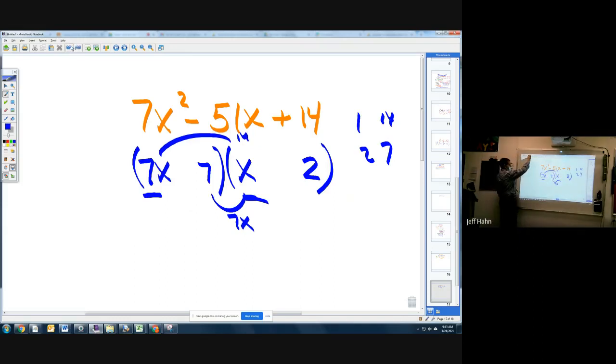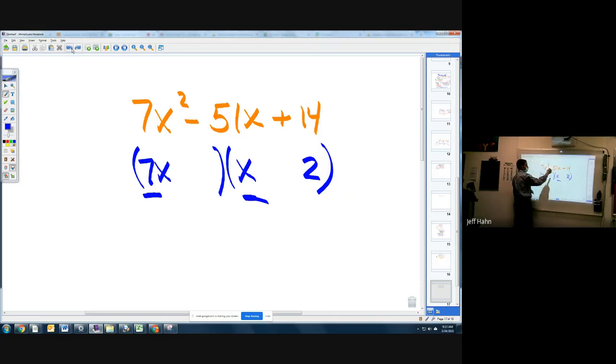What would be my next suggestion? Can somebody see it? Switch the 2 and the 7. What if I put the 7 here? That would give me 49, which is getting close, and a 2 there. Can I get negative 51 with the 7 and a 2? But then you're going to say, this has to be positive and that ends up negative. Well, how does that happen?